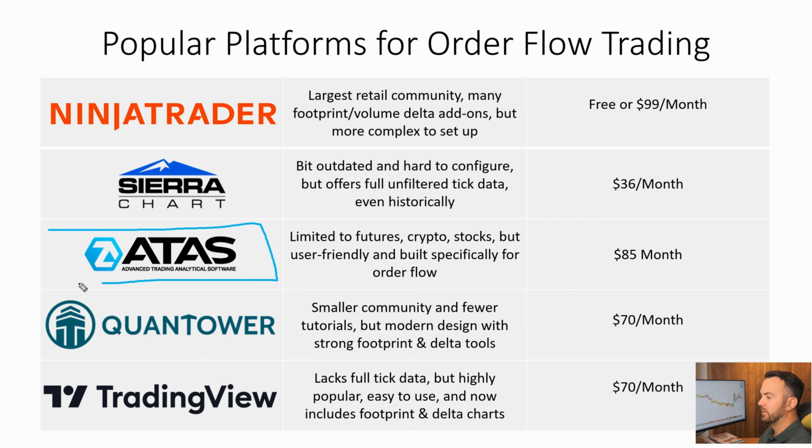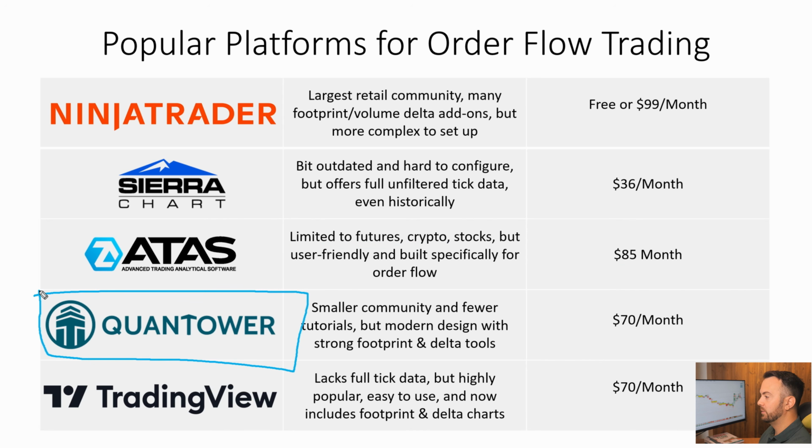The next one is ATAS, which stands for Advanced Trading Analytical Software. It's limited to futures, crypto, and stocks. It's quite user-friendly, and it's built specifically for order flow. The cost is $85 per month. The next one is Quant Tower. It has a smaller community. That means fewer tutorials, but it's quite modern, with strong footprint and delta tools. So this one is doable as well. It costs $70 per month.